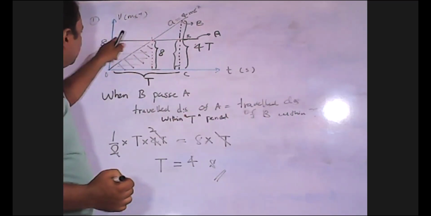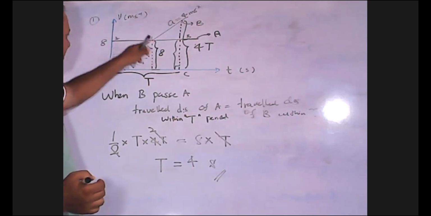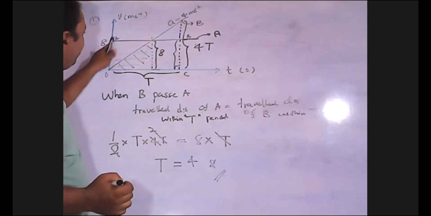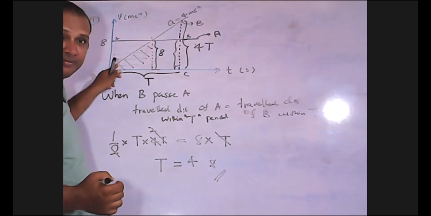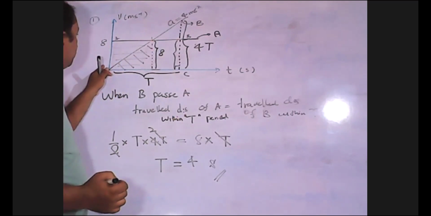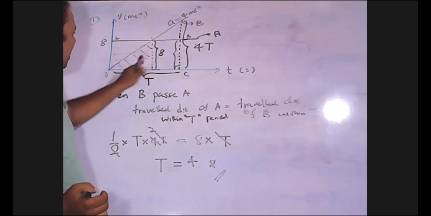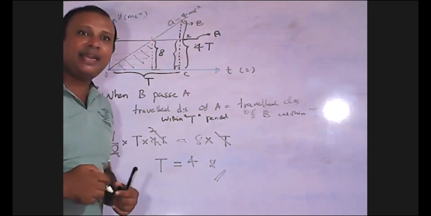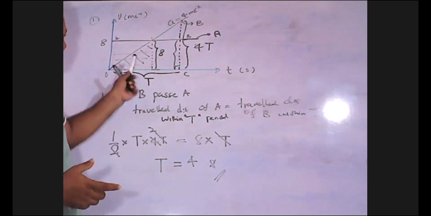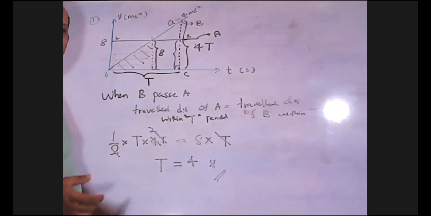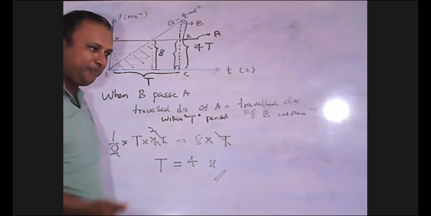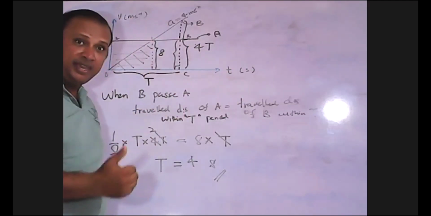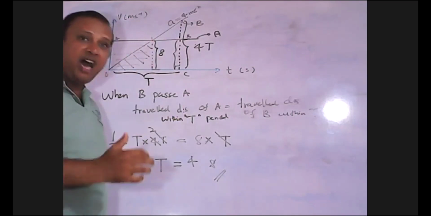Look, the displacement of A means it is equal to the area of this rectangle. The displacement of B means the area of this triangle. Actually, it is half of the rectangle. It is already a triangle, no? This half. Therefore, the travel distance of B should be half of A.